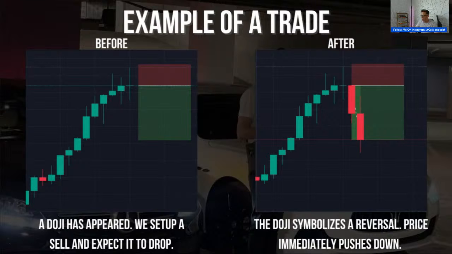So once that doji happens, if we're already pushing up and we see a doji, we're going to sell. If we see the market pushing down and then we see a doji, we're going to be a buyer after the doji closes. Very, very simple, guys.